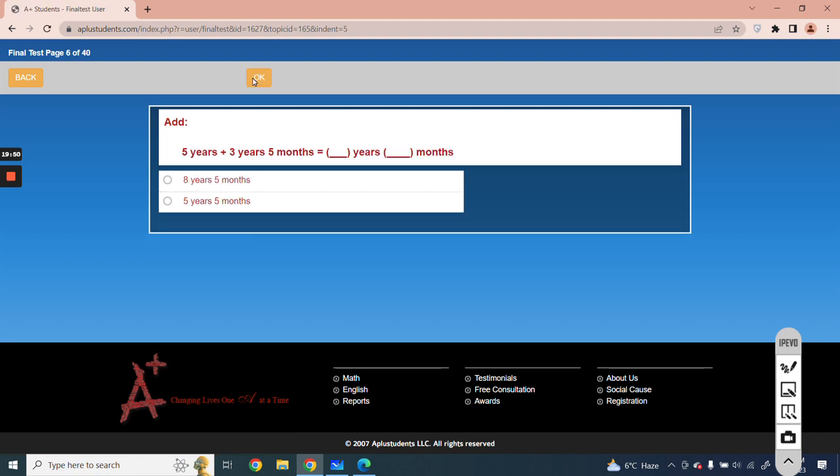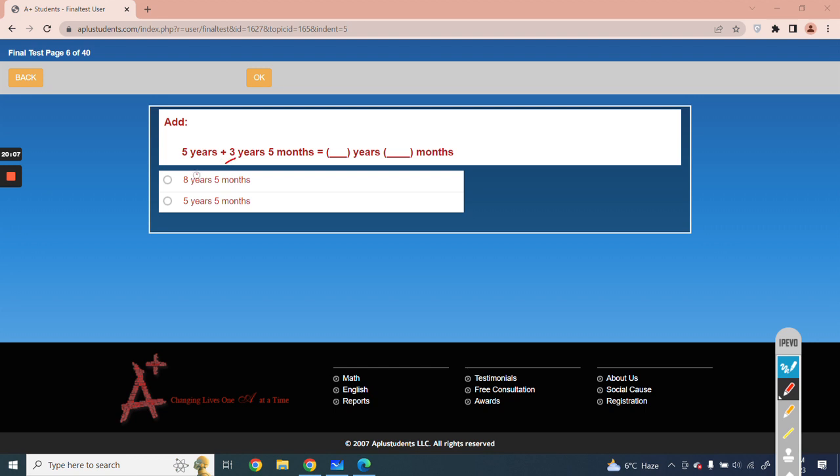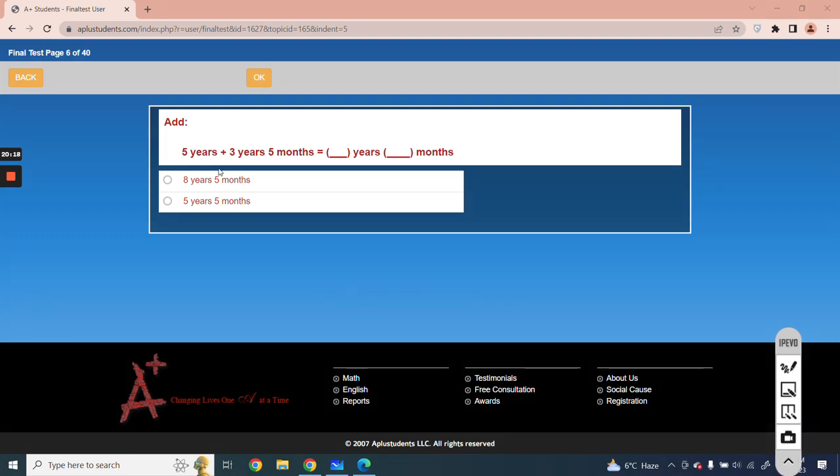Okay, the next one is 5 years plus 3 years and 5 months. You have to add, and you always add the same units. Got it? You have to add years to years and months to months. So just add the years. 5 years plus 3 years is 8 years and 5 months. Got it? So the correct option is option number 1. Just select the correct option, then click on the OK button.